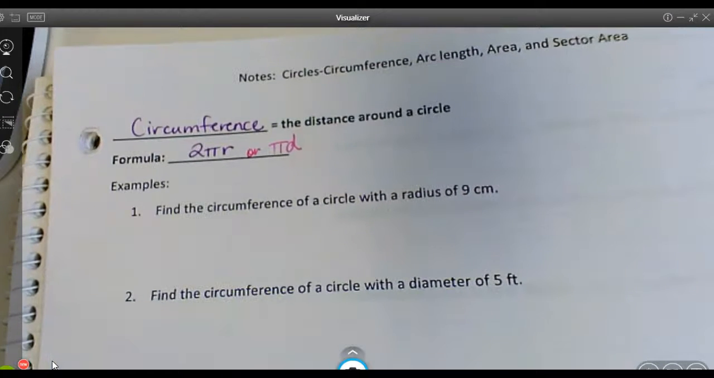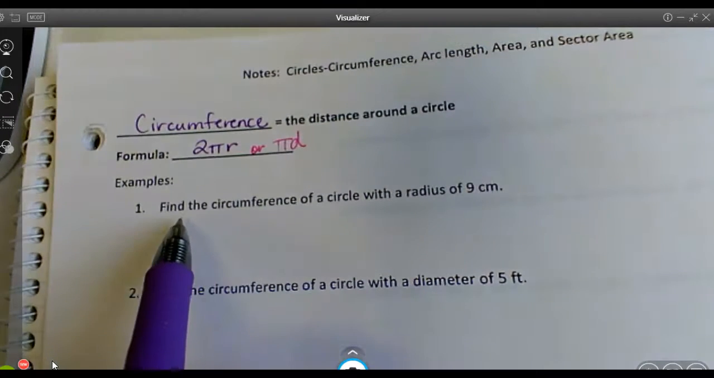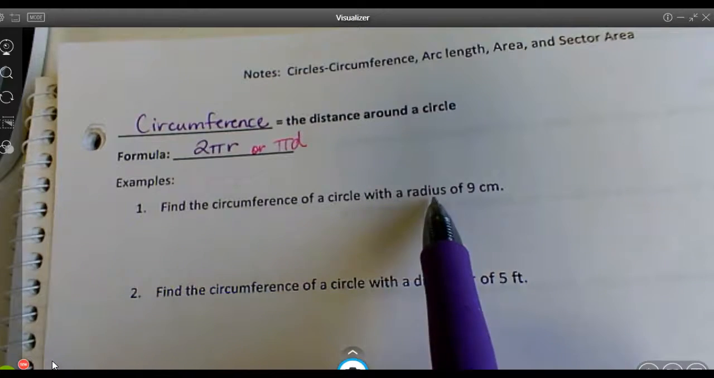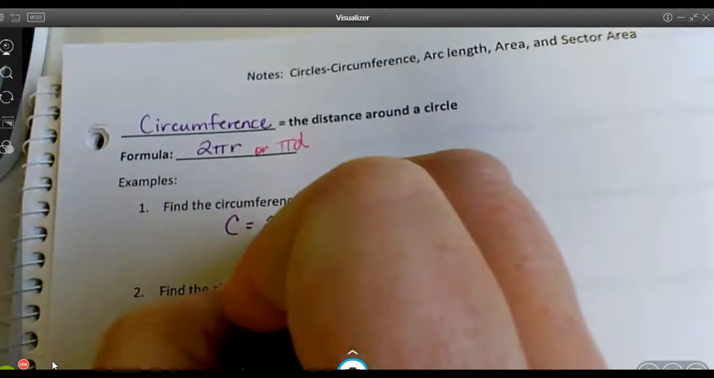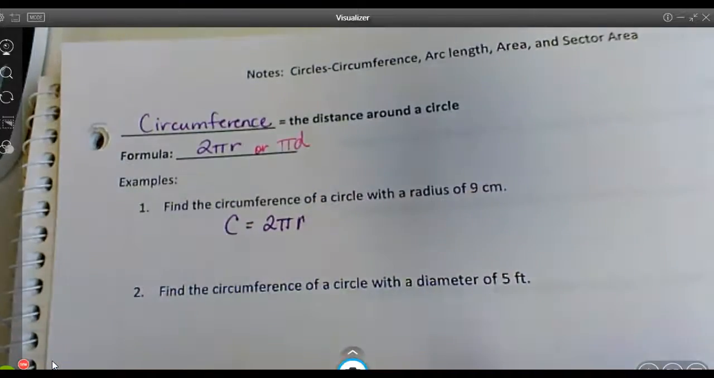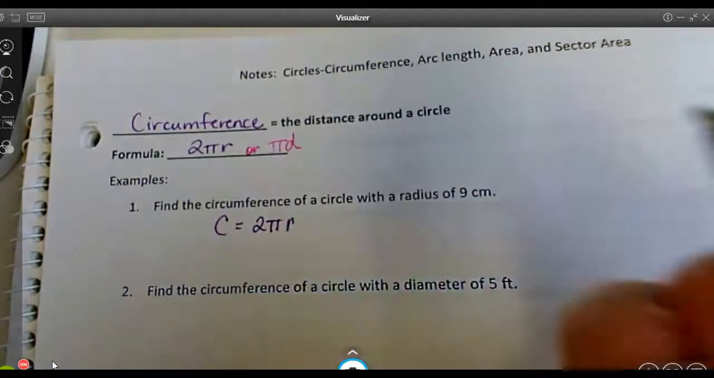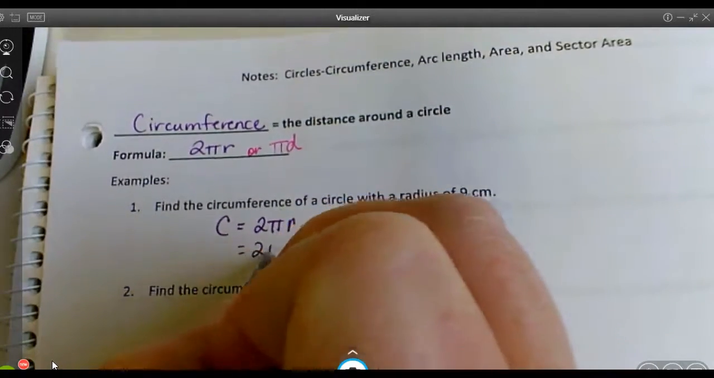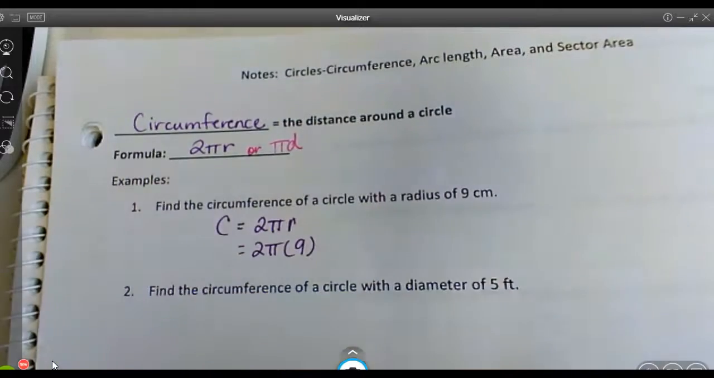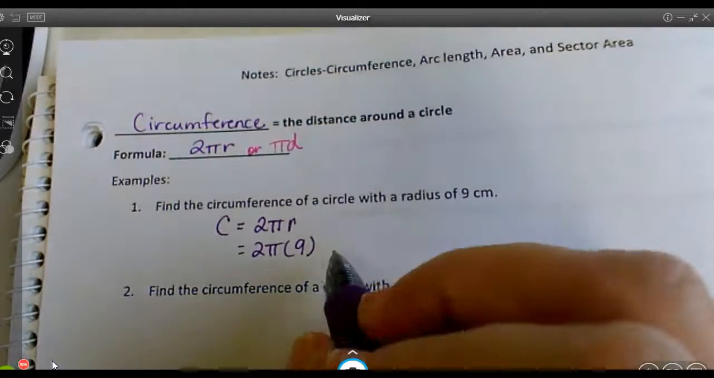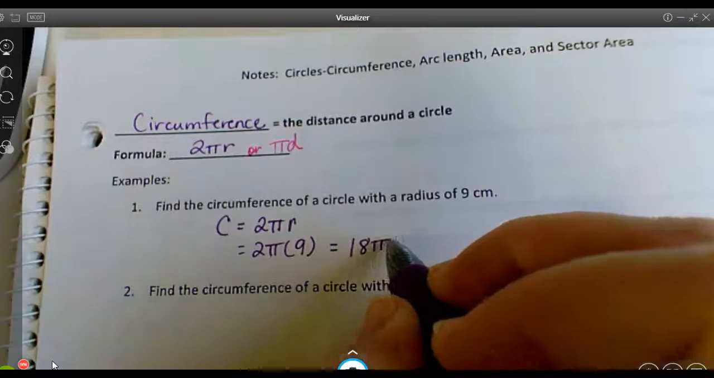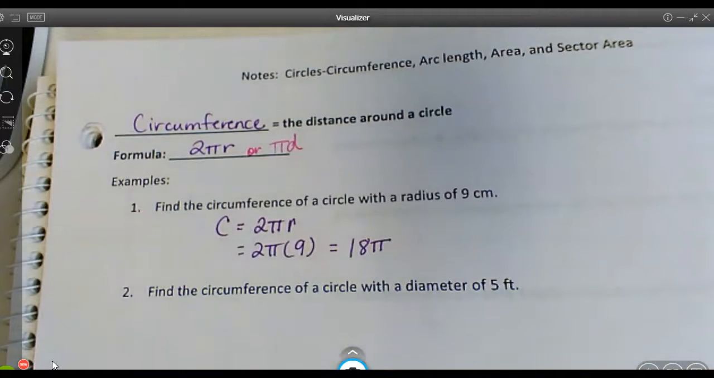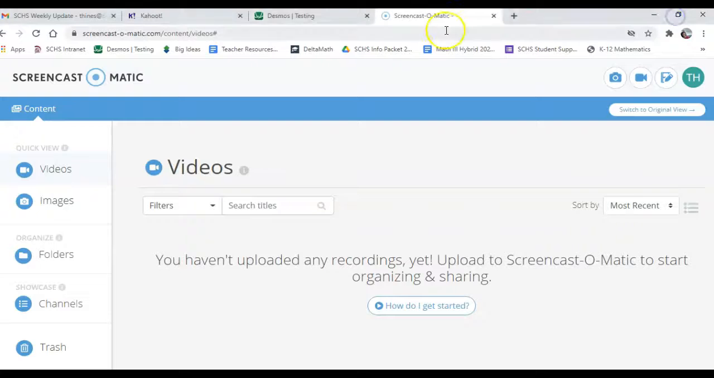So, let's say we have an example here. Find the circumference of a circle with a radius of 9. Okay? If I know that the circumference is 2 pi r, and I'm going to let the radius be 9, then I'm just going to put a 9 where the r goes. And then you just multiply the 2 times the 9, and you get 18 pi. You can leave it as 18 pi, or you can find in Desmos that answer.